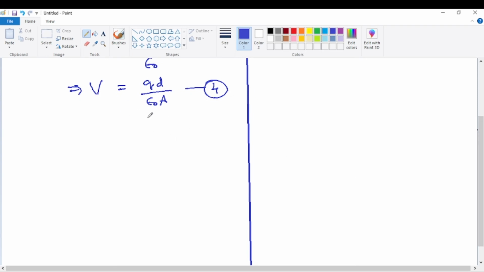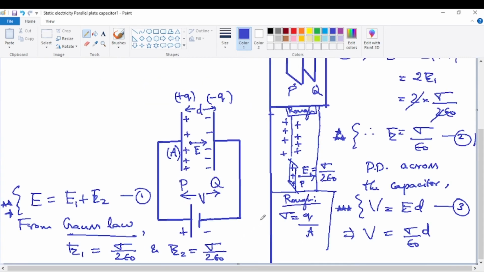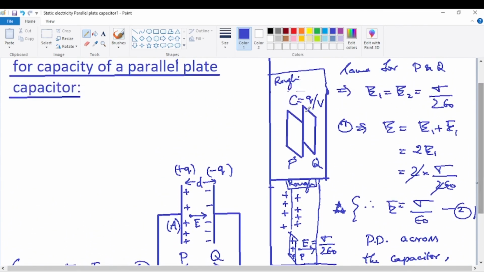Now we got the potential difference between the two plates equation. Already the definition of capacity we have seen, that also we have seen in the rough column. Just check the rough column once again. So the definition of capacity here: we have seen that capacity is equal to the charge present on each plate, whether positive or negative, left plate positive, right plate negative.